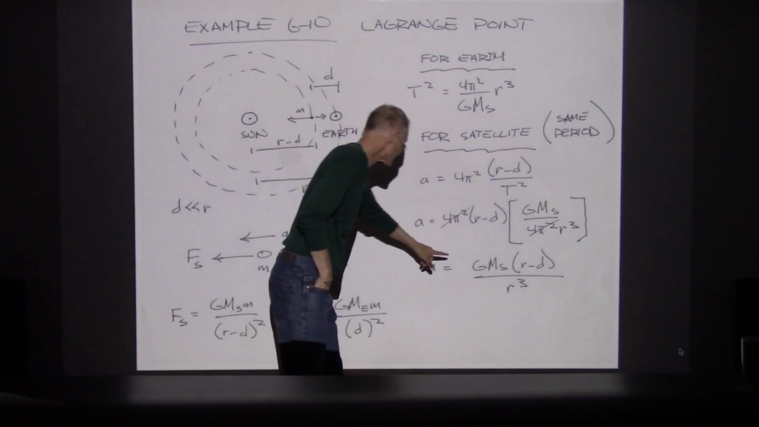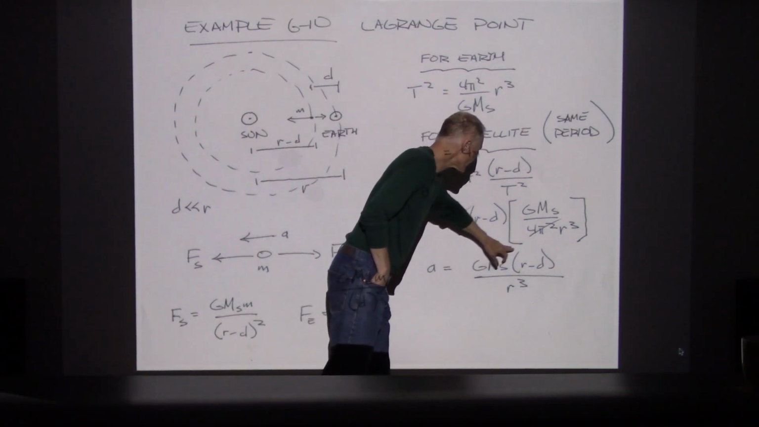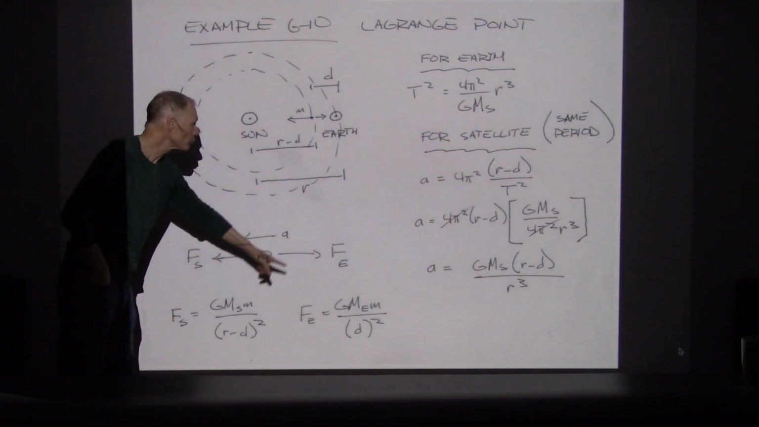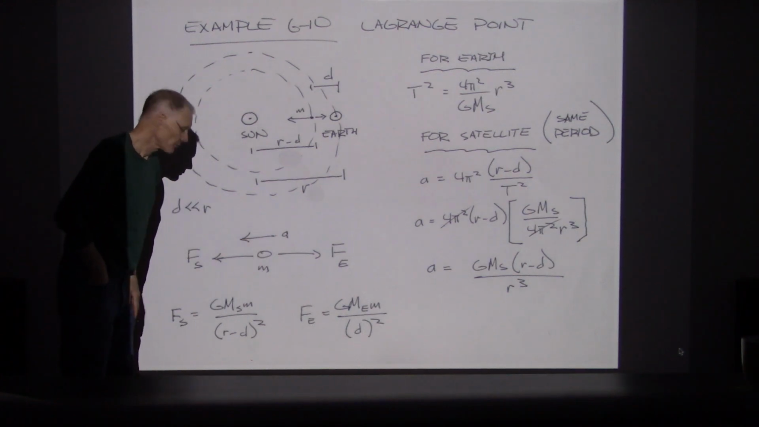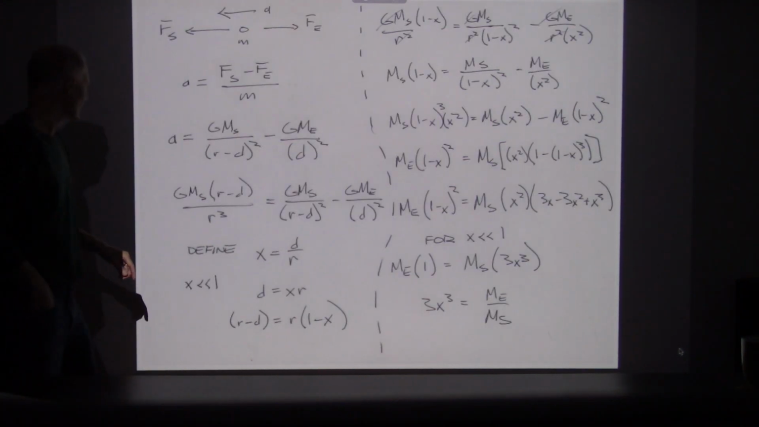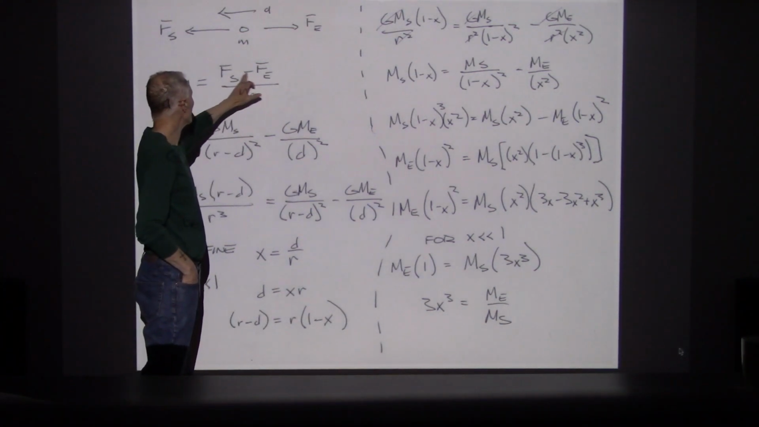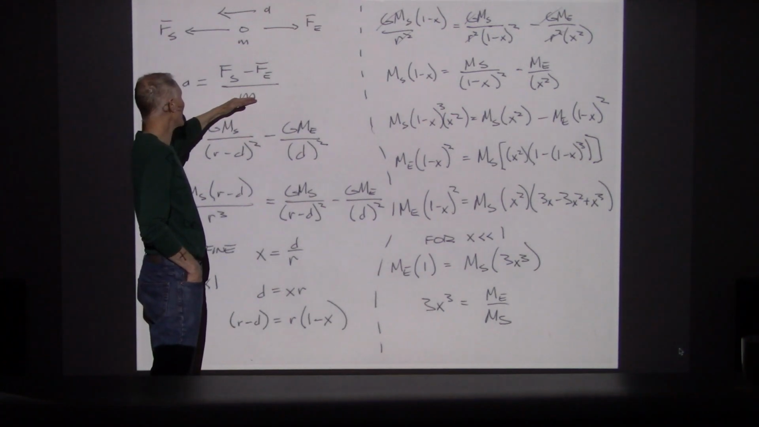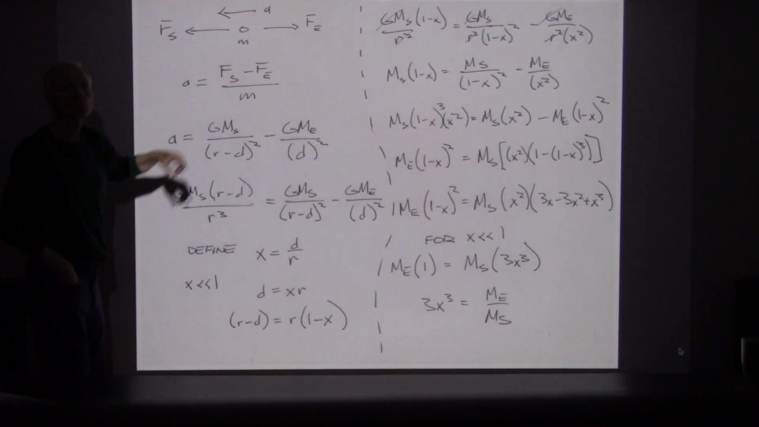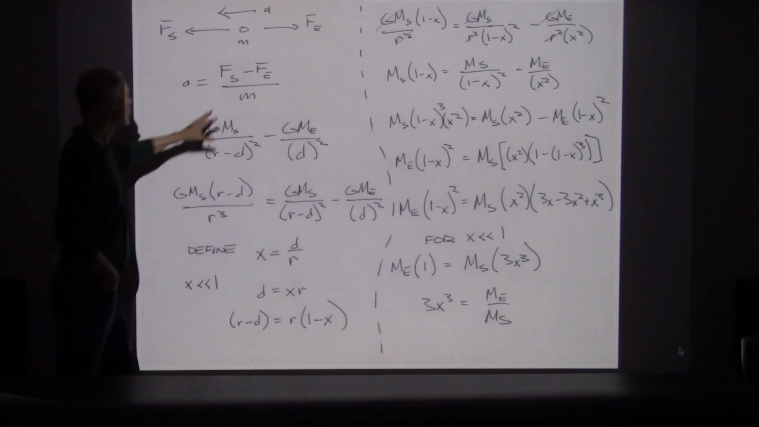Notice that the acceleration was in terms of the mass of the sun, r minus d over r cubed. These were the two forces. And so what we've done on the next page is we've taken those two forces and divided through by m, the mass of the satellite. This is a motional equation looking at the satellite's motion. So the m's cancel out.